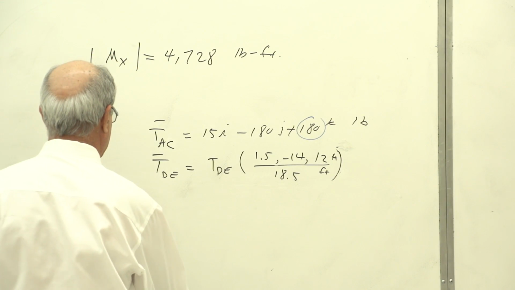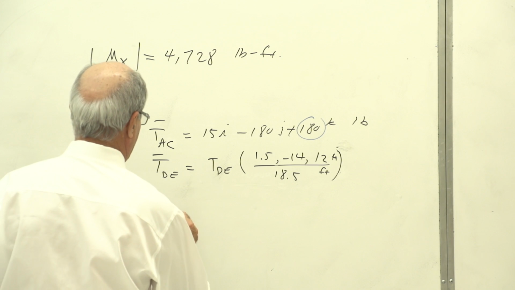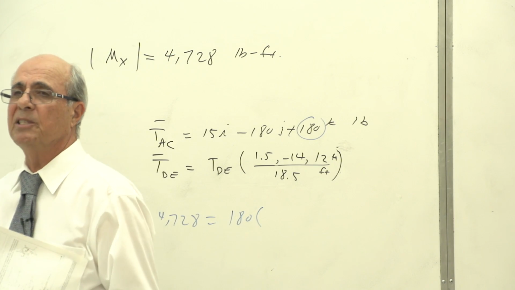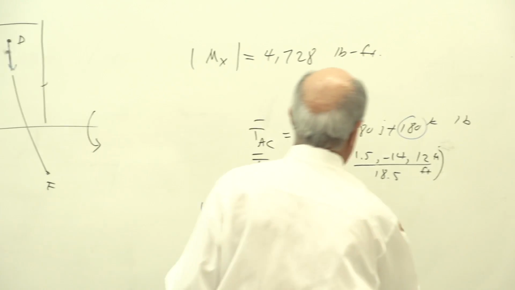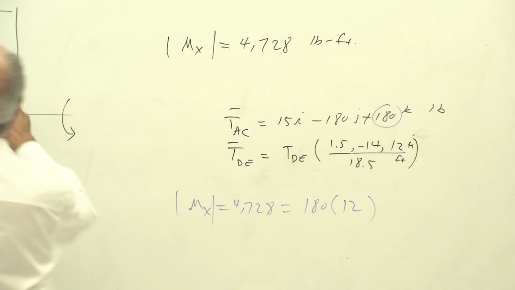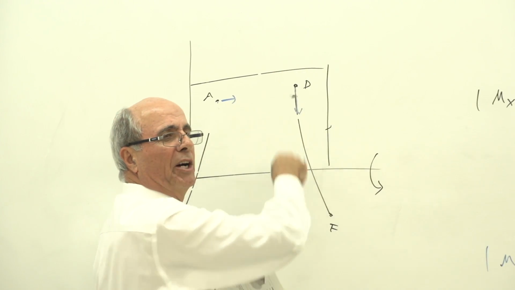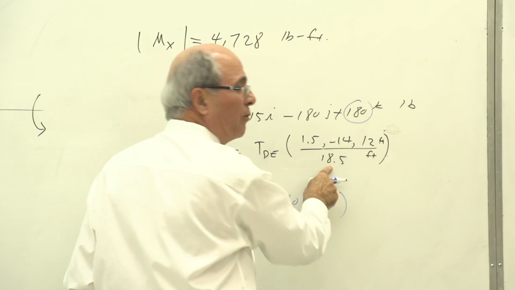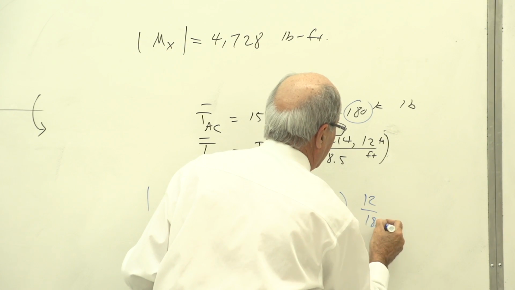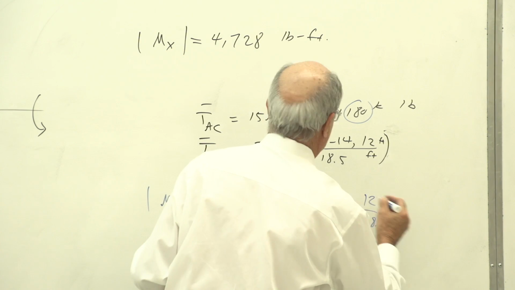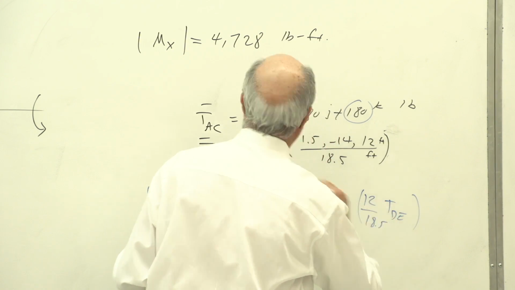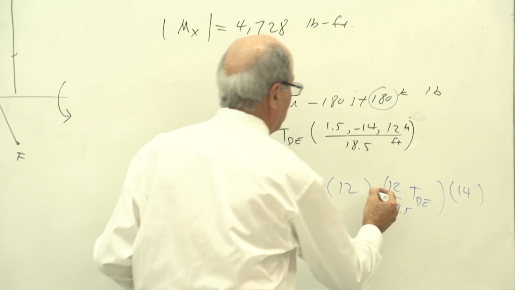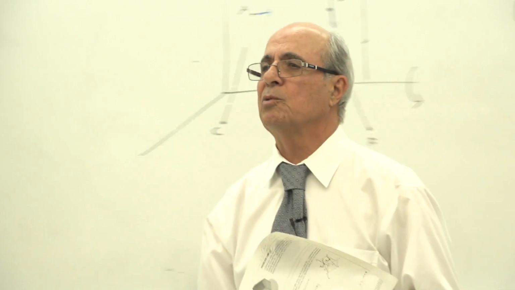So the moment Mx, which should be equal to 4,728, equals 180 times this height. That height was given equal to how much? 12. Then the moment of this one is in the same format. X doesn't have any moment. Y doesn't have any moment. Only Z has the moment. The Z portion of that one is 12 over 18.5. Is that correct or not? Yes? Times T_DE, multiplied by this height, which was given differently. That one was equal to how much? 14 feet. The sum of these two, because look at that, that's the solution to that problem.